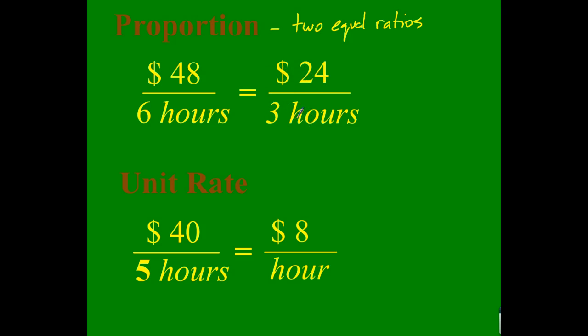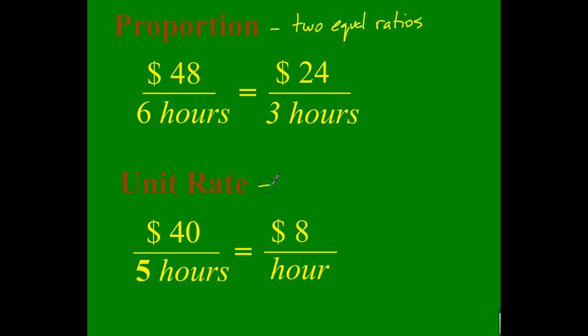Well, these are equivalent, right? You can see this is half the time, right? 3 hours is half the time of 6. 24 is half the amount of 48. So this would be an equal ratio. They're basically saying the same thing. And they also equal this unit rate underneath here, right?